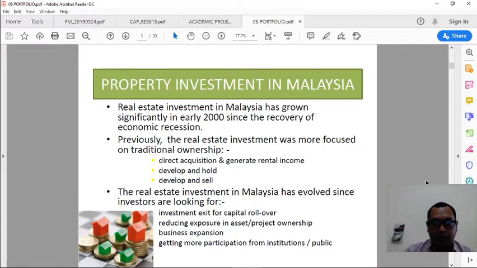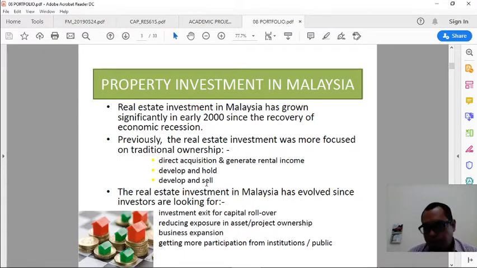So, some overview of property investment in Malaysia. It has grown significantly from the early 2000s, since the recovery from the economic recession in 2008. Previously, it was more focused on traditional ownership. The traditional one is where you directly acquire the properties, and then you lease or rent out and get some income. You develop and hold, or you develop and also sell the properties.